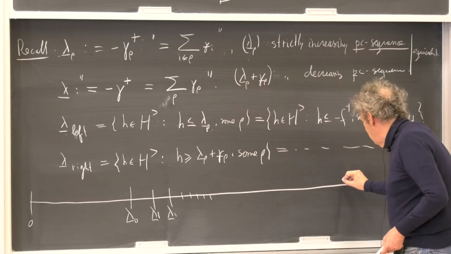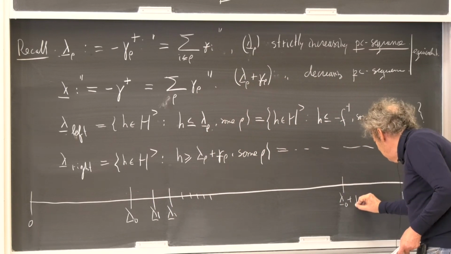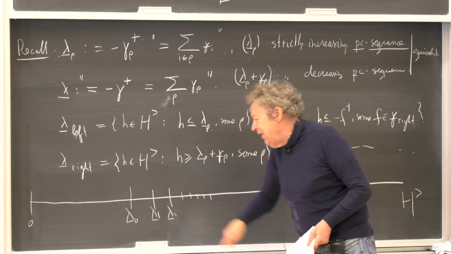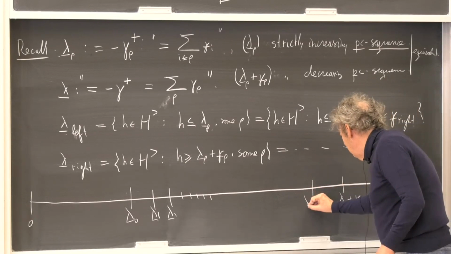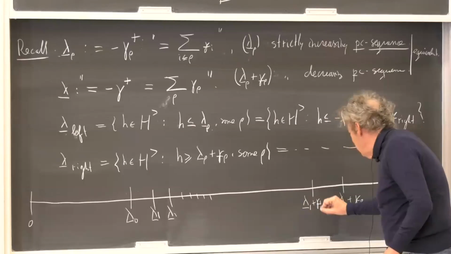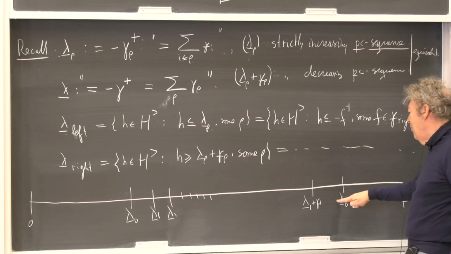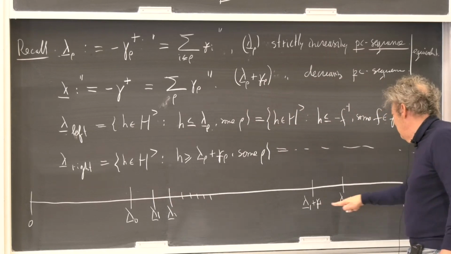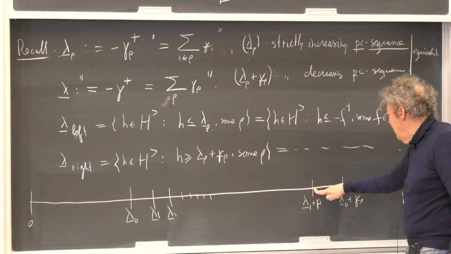And now let me start with lambda zero. This is also a totally unrealistic picture. Lambda zero plus gamma zero is somewhere here, but in fact it is also still very close to lambda zero, but it's impossible to draw that. And this is lambda one. This is also a little bit counterintuitive. You would think surely lambda one plus gamma one should be bigger than lambda zero plus gamma zero. No, although lambda one is bigger than lambda zero, gamma one is smaller than gamma zero in such a way that this is smaller.